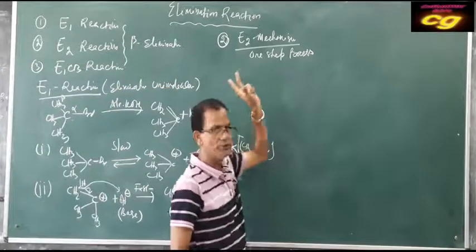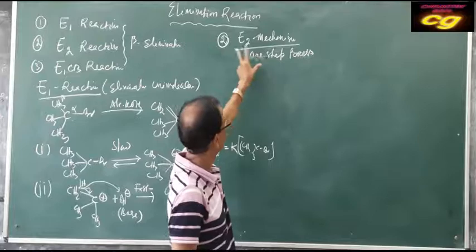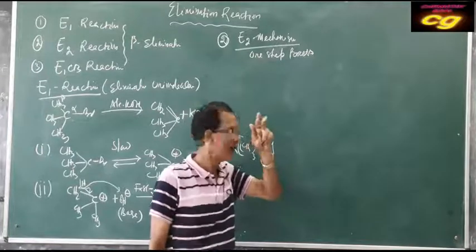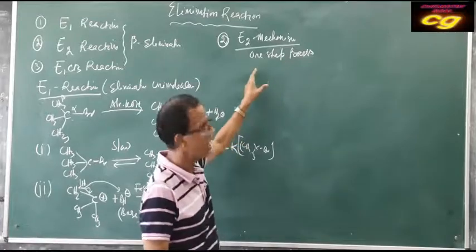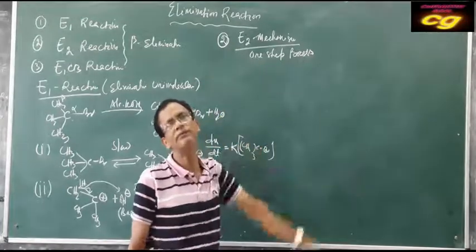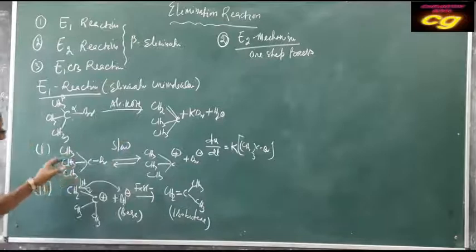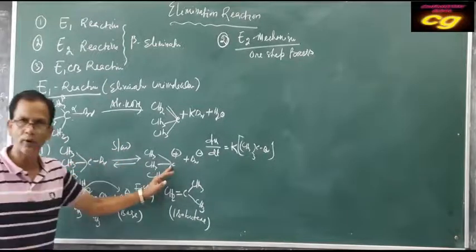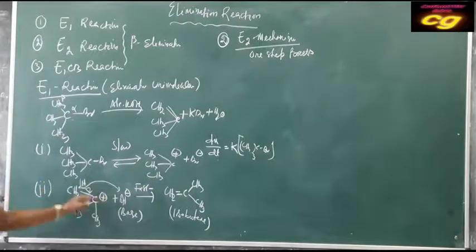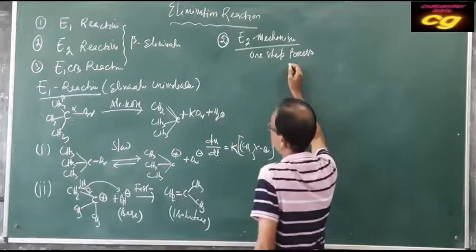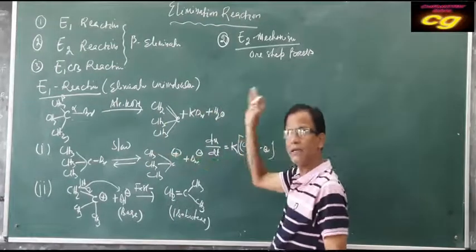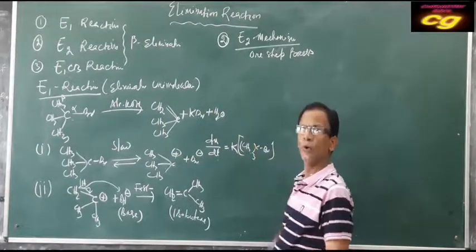Here the base attacks the proton in one step, and at the same time the leaving group is released. In E1, what happens is loss of the leaving group, formation of carbocation, then attack by the base. That is a two-step process. But here it is a one-step process for both. That means loss of proton and release of the leaving group take place in one step.